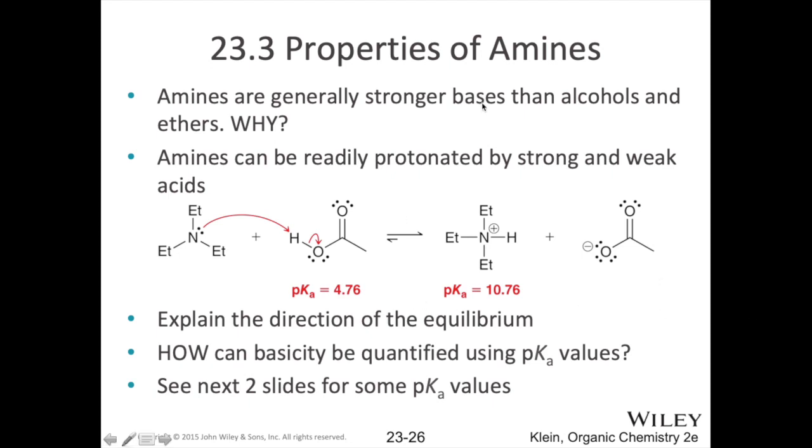Okay, so as a result, amines can be readily protonated by strong and weak acids alike, because the resulting ammonium ion is stable enough at holding that positive charge, and this equilibrium is shifted to the right. Okay, so if you want to put a ballpark pKa on that, somewhere around a pKa of 10 for that ammonium ion. Okay, so obviously your carboxylic acid here is a much better acid, and that's why this equilibrium is kind of shifted to the right there.